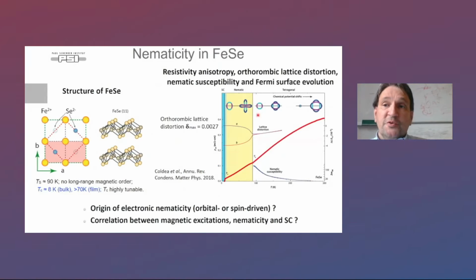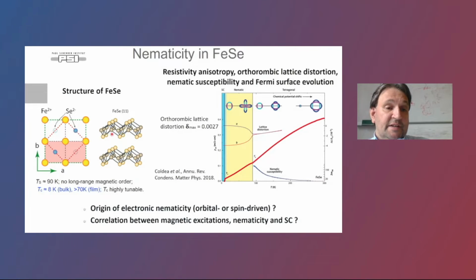I just want to give you a little bit of background on the iron selenide synthesis itself and on the nematicity in iron selenide. On the left side, you can see the structure of iron selenide. It consists of iron and selenium, where iron is in the oxidation state Fe2+. The structural transition of iron selenide is at 90 K, and that's equivalent to the nematic phase transition, which happens at 90 K.